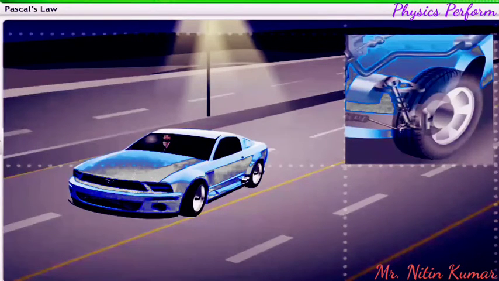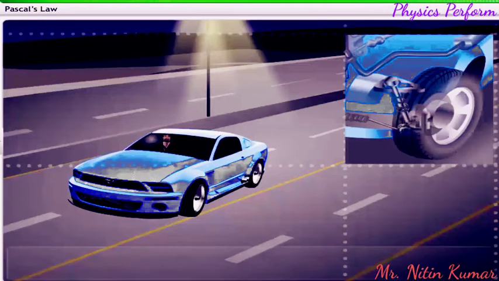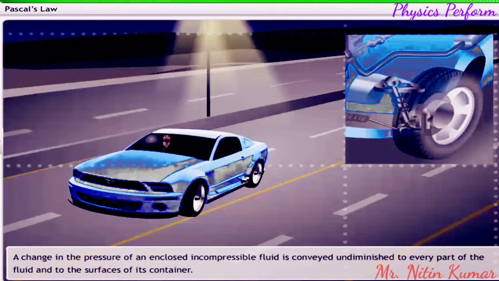Both these applications, air brakes and hydraulic brakes, are based on a law related to pressure. This law is called Pascal's law. Pascal's law states that a change in the pressure of an enclosed incompressible fluid is conveyed undiminished to every part of the fluid and to the surfaces of its container.